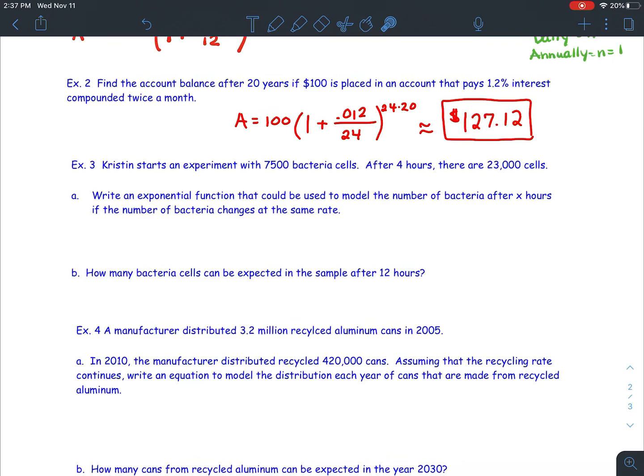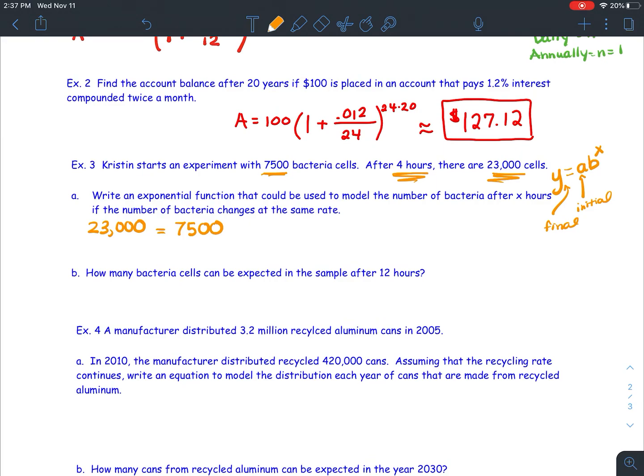Okay, so let's see what we have here. We know that she's starting out with 7,500. Okay, that's kind of like the principal amount, or the initial amount. And if it's not really a banking problem, you can go back and think about that. Really, this is what our formula is here. Now remember, A is the initial amount, Y is the final amount. So it says after 4 hours, then the final amount was the 23,000. So I'm going to plug that on the left.